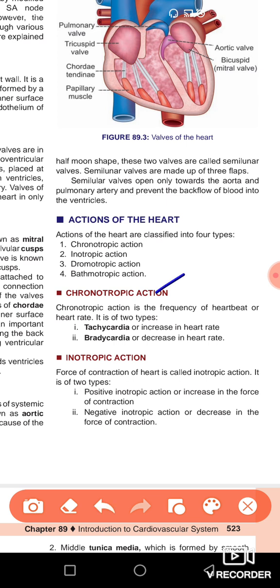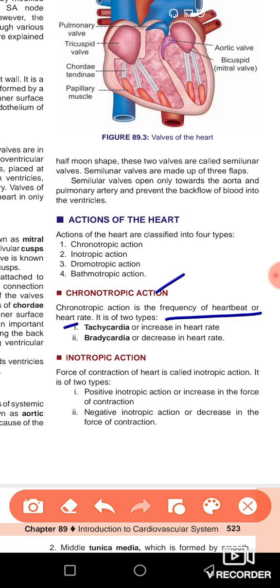Chronotropic action means the frequency of your heartbeat, your heart rate. Simply, what is your heart rate is included in your chronotropic action. Two terms are indicated by your heart rate and the frequency of heartbeat. First is tachycardia and bradycardia. In the word tachycardia, tachy means increase, so your heart rate is going to increase. And bradycardia means your heart rate is decreasing. So it is the action of your heart.